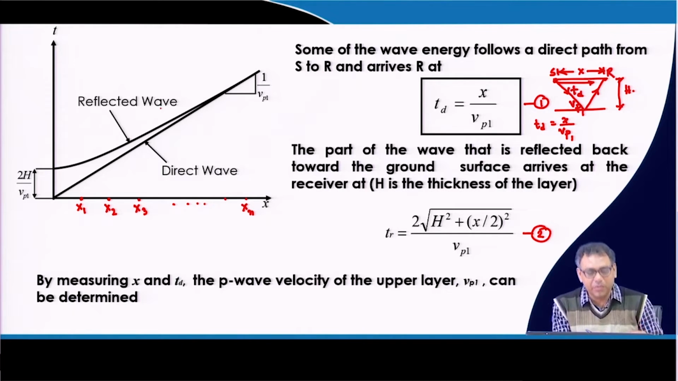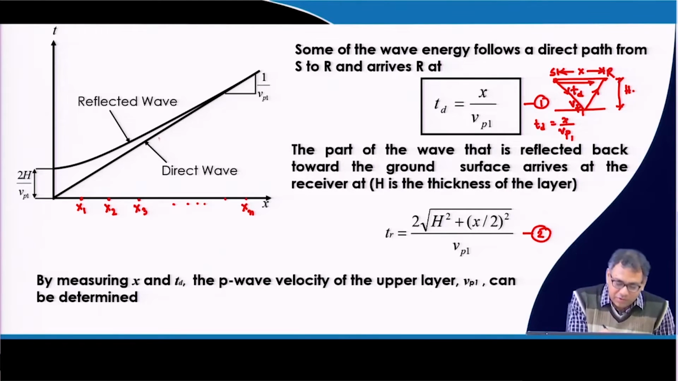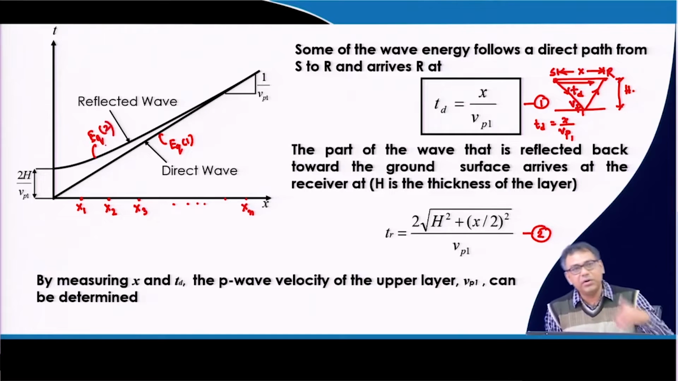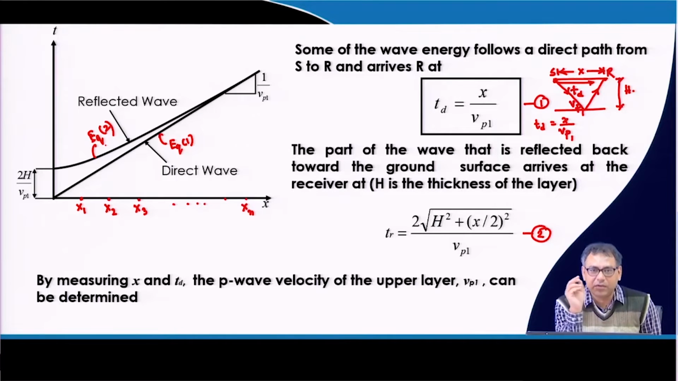So, what will we do? We will plot the travel time for the direct ray for different geophones against the corresponding distance. This will give us equation number 1, and the other will give us equation number 2. Again, we will draw the travel time of the reflected waves against the corresponding distance. This way we will get these two curves. That means in this survey we have to measure the travel time of two waves, one is the direct wave, another is the reflected wave.